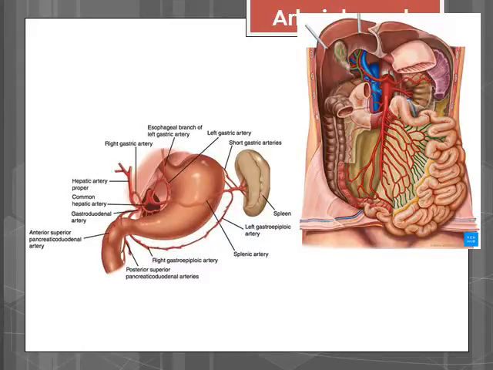The common hepatic artery passes to the right side and divides into the proper hepatic and gastroduodenal arteries. The proper hepatic artery gives off the right and left hepatic arteries. Also, the right hepatic artery gives the cystic artery. The gastroduodenal artery gives the superior pancreatico-duodenal and the right gastroepiploic artery that passes along the greater curvature of the stomach.